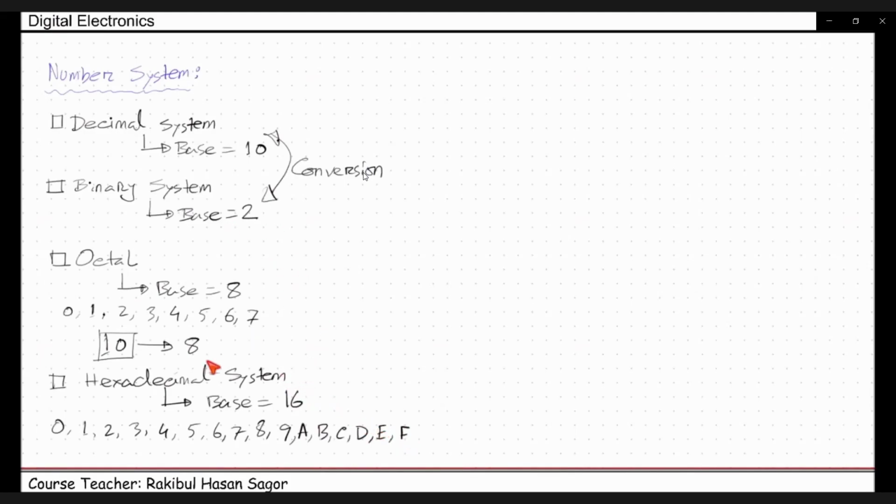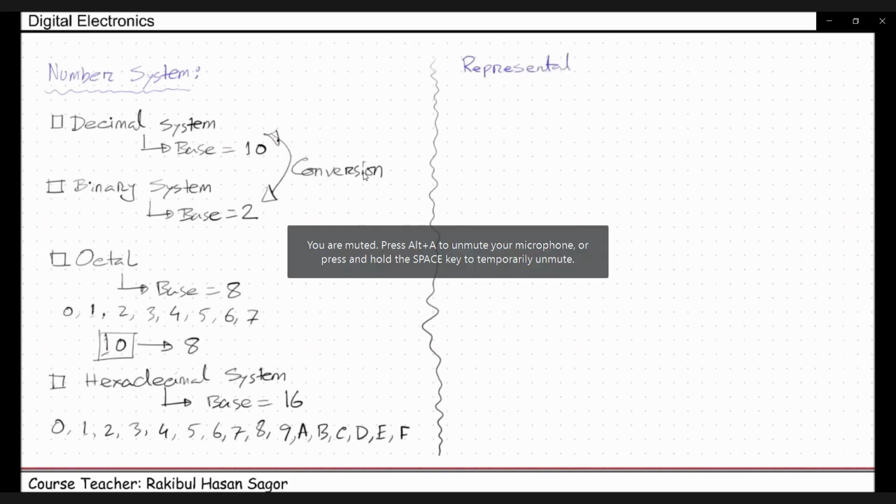Now, in order to have bridging between all the numbering systems, we need to know how to convert from one number system to another number system. Before we start that, we need to know how we should represent a number in this course. Representations of number systems.